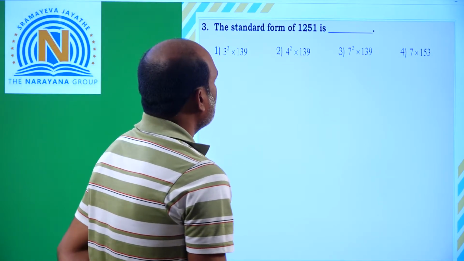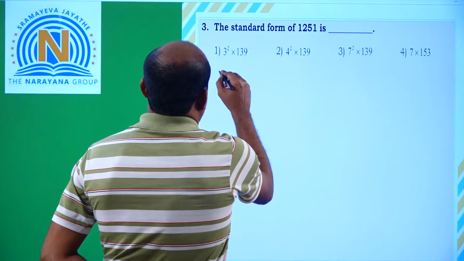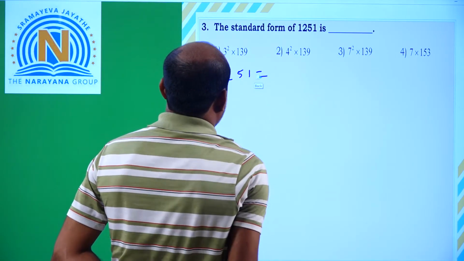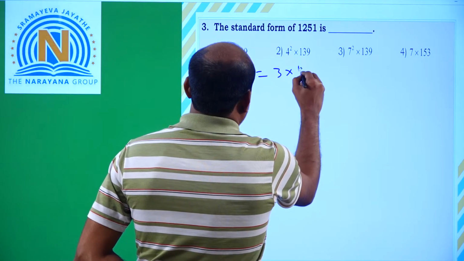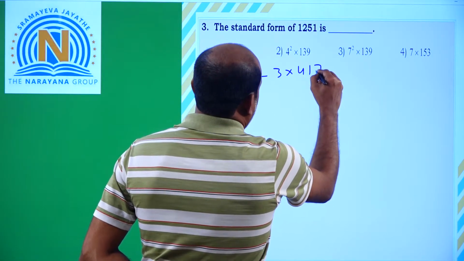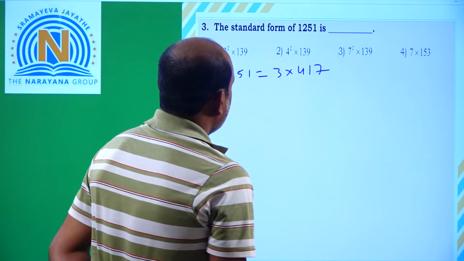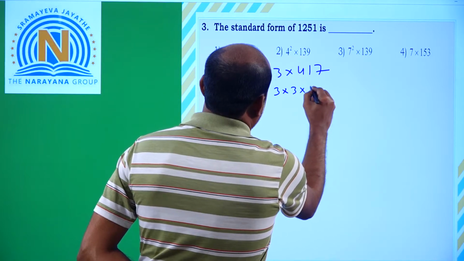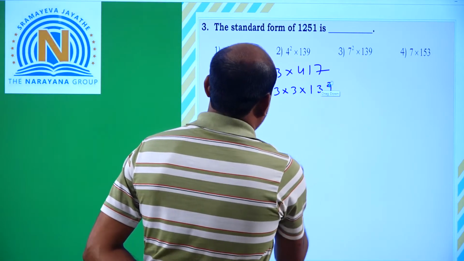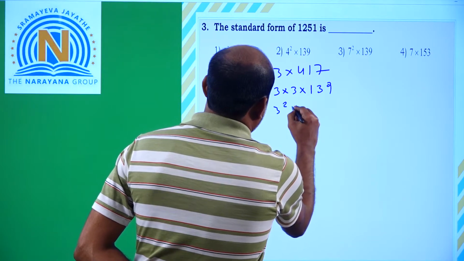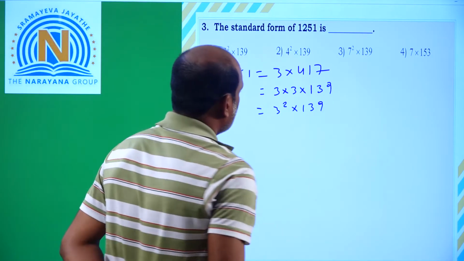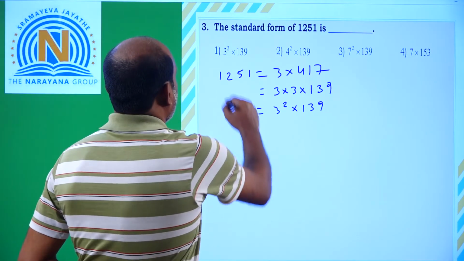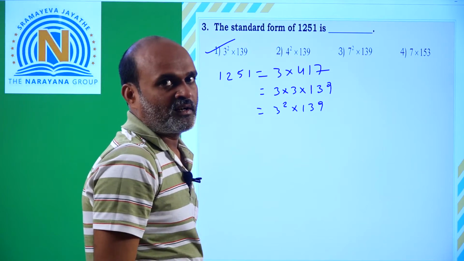The standard form of 1251. So this can be written as 3 into 417. Again this can be written as 3 into 139, and 9 into 139. This can be written as 3 square into 139. So the standard form of 1251 is 3 square into 139. That is option 1 is the correct answer.